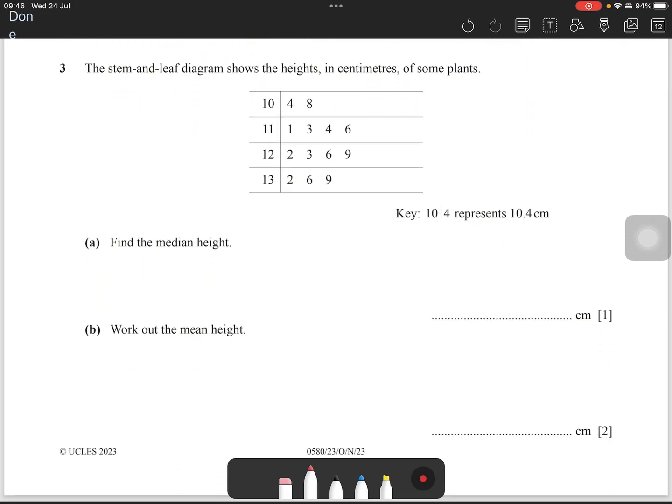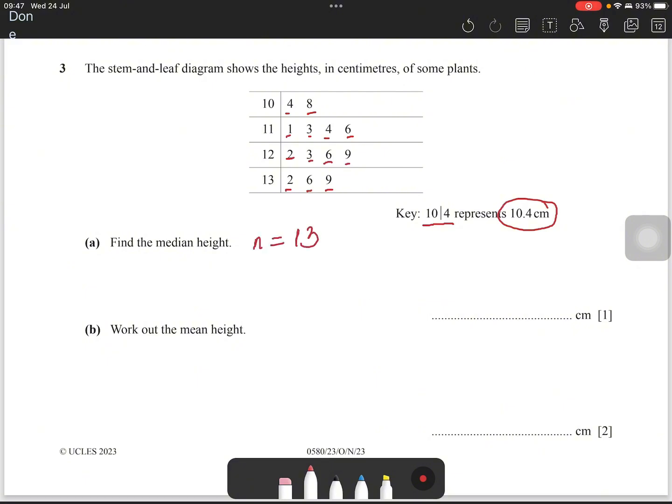Question 3. The stem and leaf diagram shows the height in centimeters of some plants. And notice that the key shows 10.4 means 10.4 centimeters. So we want to find the median height. Let's count how many plants there are. 1, 2, 3, 4, 5, 6, 7, 8, 9, 10, 11, 12, and 13. So in this case, n equals 13.